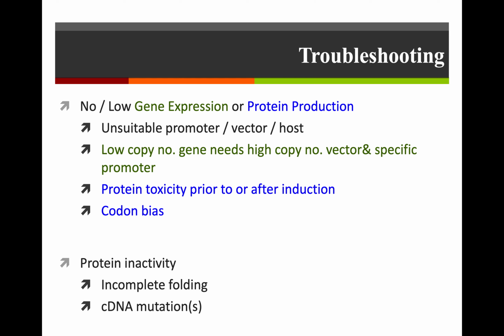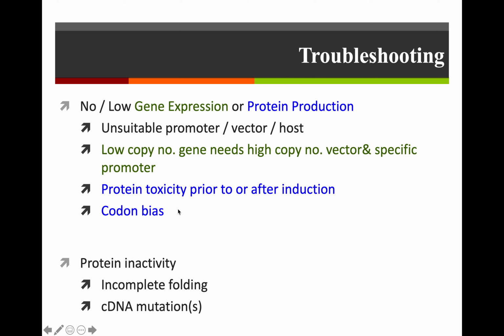So if there is no or low gene expression or protein production, what you need to do is look back at your promoter, vector, or host, because chances are any one of them or all of them may be unsuitable. So you need to look at the structure of the promoter, vector, and the host. You need to look at the multiple cloning site, the origin of replication, and also how the gene will be expressed when it is incorporated in.